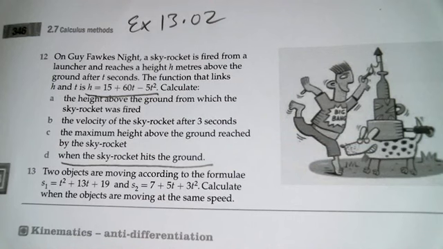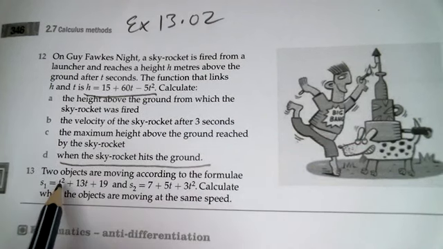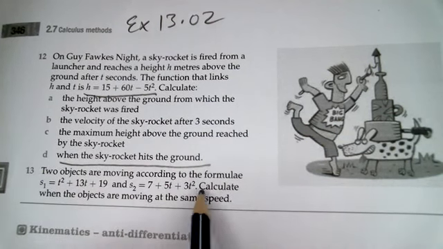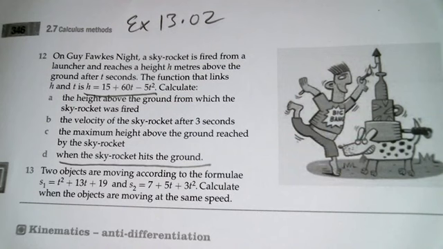All right, so let's take a look at number 13. It says two objects are moving according to the formula S equals that and S equals that. Calculate when the objects are moving at the same speed.